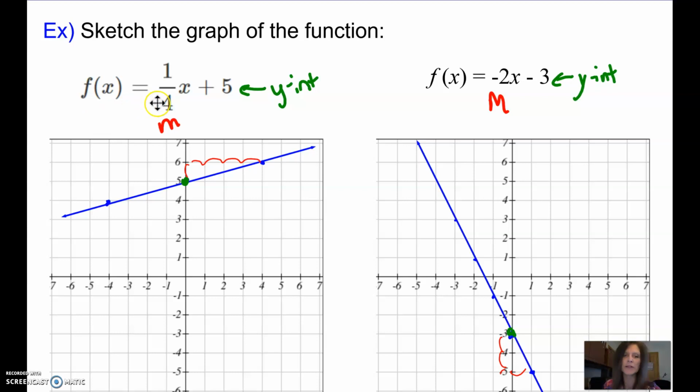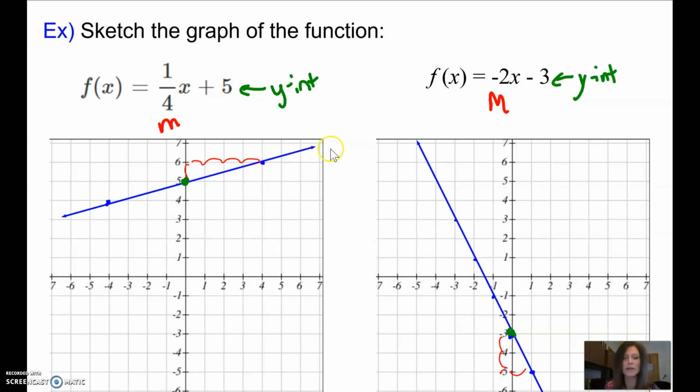So if I have f of x is equal to 1/4 x plus 5, I know that that number in front of x is my slope, so it's rise 1, run 4, and I know my y-intercept, where I cross the y-axis, is at (0, 5). So I first plot the y-intercept, then I use my slope, rise 1, run 4, and then I plot my next point. In this case, that would be (4, 6).